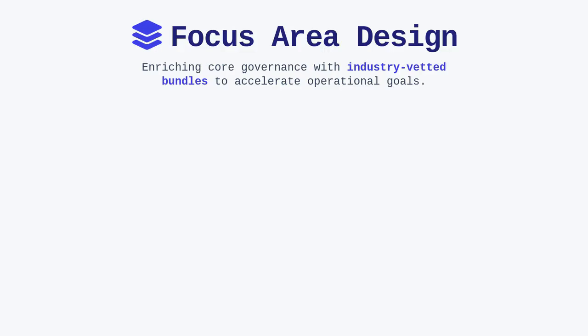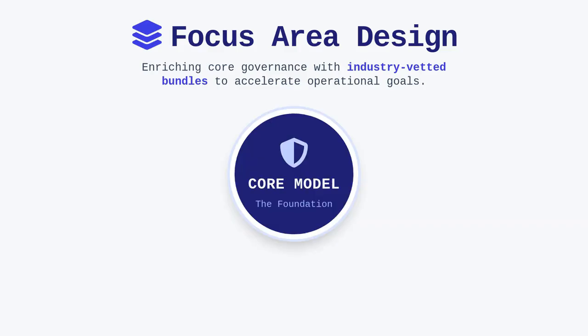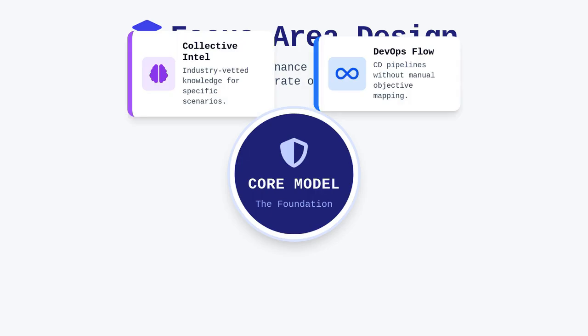The beauty of the focus area design lies in its ability to bundle specific objectives that target unique industry trends or operational goals. When you implement a focus area, you are essentially adopting a pre-packaged subset of governance processes, organizational structures, and information flows that have been vetted for that specific domain. For instance, the focus area for DevOps practices helps an organization integrate continuous delivery pipelines into their governance system without forcing them to manually map every single governance objective to their agile workflow.